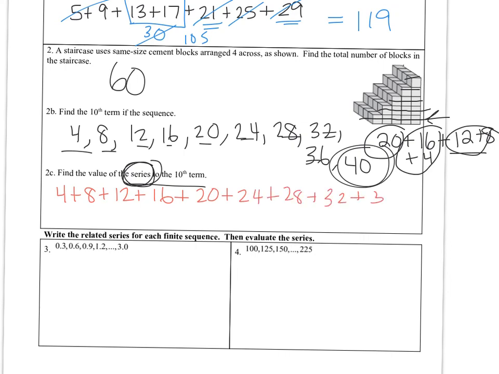Now this is a lot to write out, so here's one way that you could write it out more efficiently. You could write 4 plus 8 plus 12 dot dot dot, stop at plus 40. If I put the ellipsis, this is called an ellipsis, and then I have a plus 40, it means that it actually stops at 40. So this pattern keeps going on. I'm going to add these up, and I get 220 cement blocks.